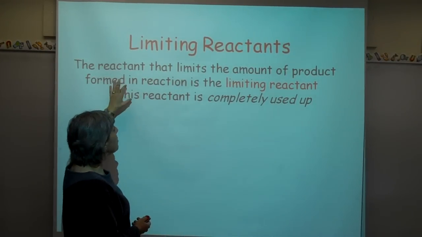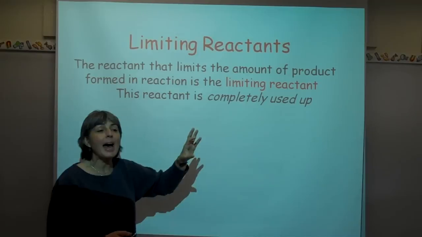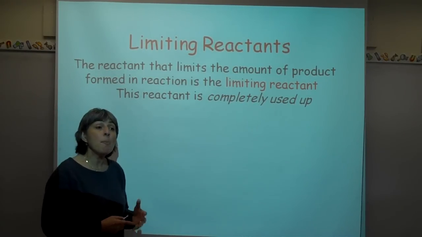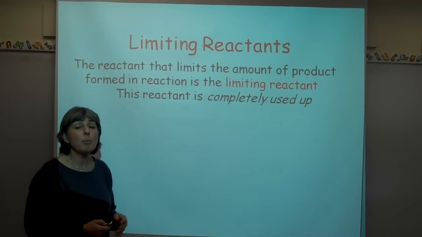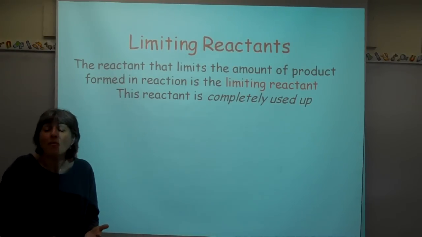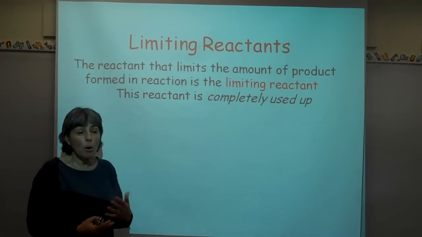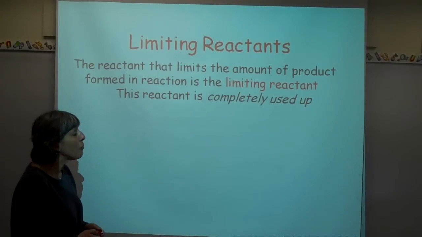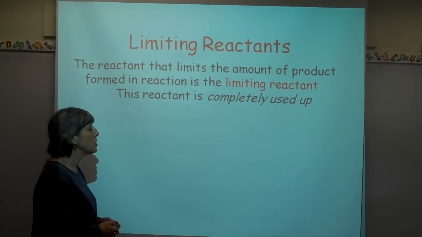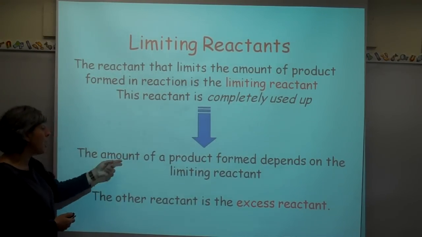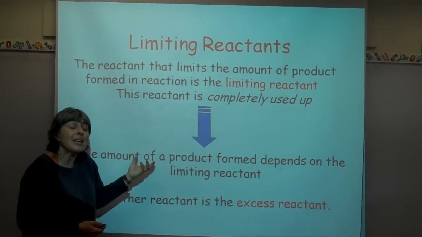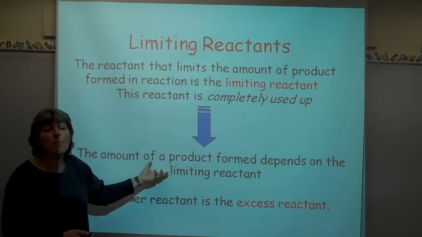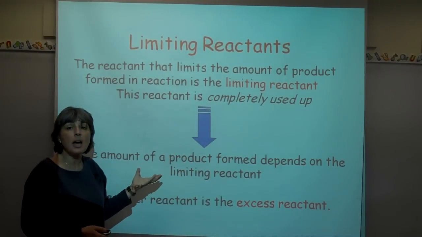Okay, so limiting reactant is the reactant that when the reaction's finished, there's nothing of it left. And because there's nothing of it left, the reaction stops. You could not have a reaction unless you have both of the reactants, or if it's more than two, all of the reactants available. But if one of them is used up, the reaction stops. So because the reaction stops, the amount of product that you make depends on how much of the limiting reactant you have, because you're not going to make any more after the reaction stops.